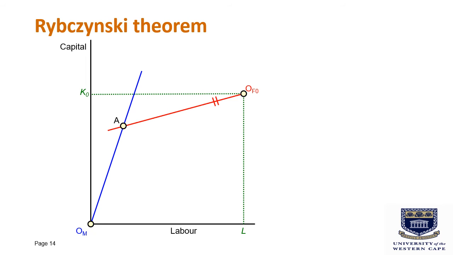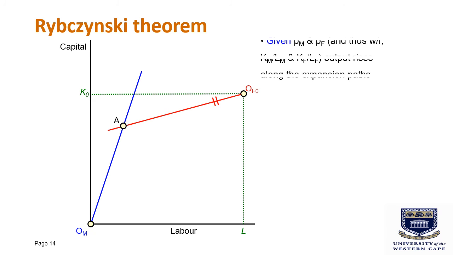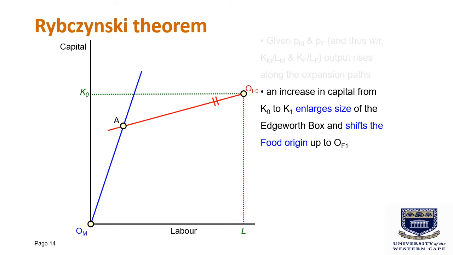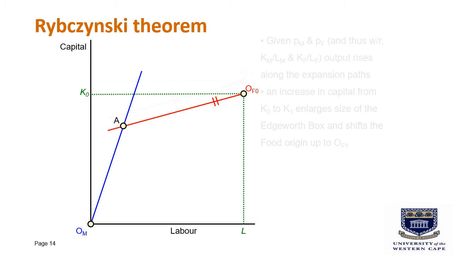So now we're going to move away from equilibrium, which was point A. What changes now is the capital stock increases from K0 to K1. Remember that even though the capital stock is changing, that does not affect the prices. Prices are given to us. So we see that the capital stock has increased from K0 to K1. All that does is shift the origin for the food industry from OF0 to OF1, so shifting upwards.